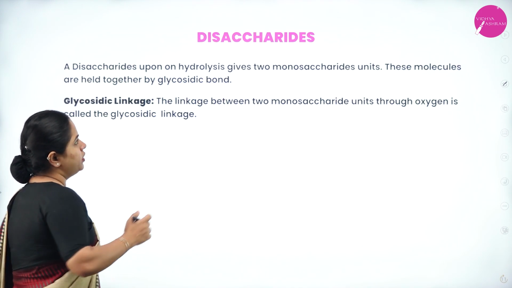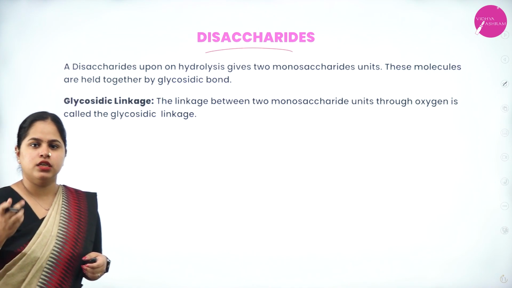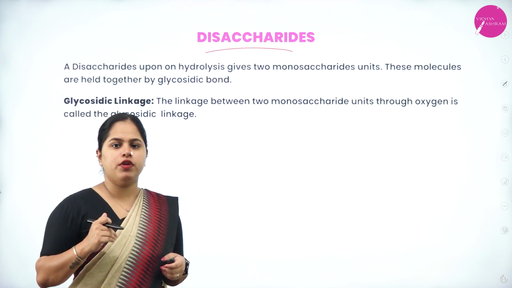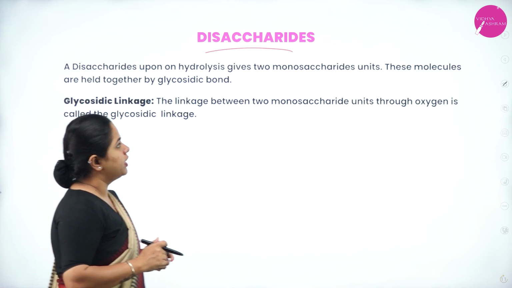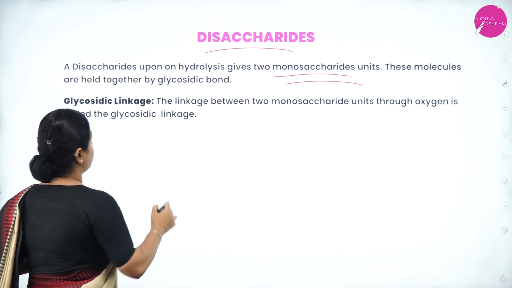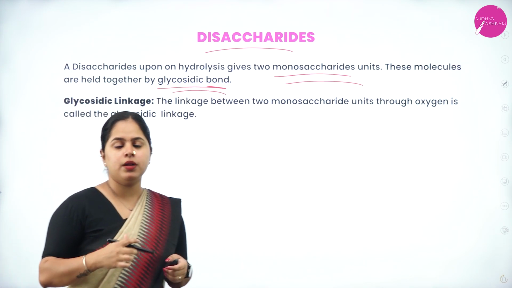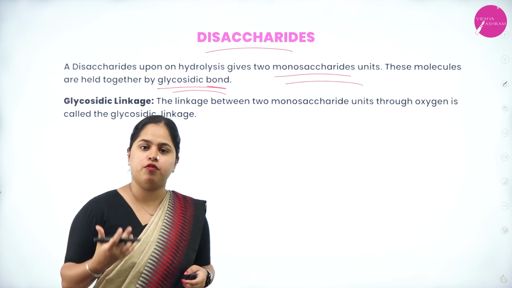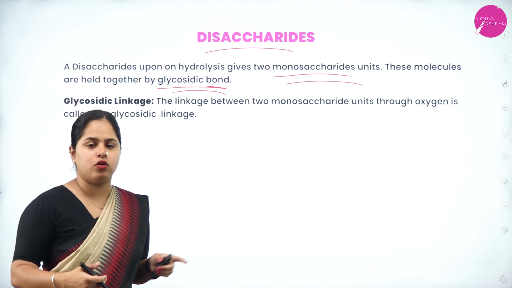Now moving on to disaccharides. So till now we have been discussing monosaccharides, that is glucose and fructose. Now we are moving on to disaccharides. A disaccharide upon hydrolysis gives 2 monosaccharide units, and these molecules are held together by glycosidic bond. So that is also important to remember. In disaccharides, what is the type of bond which is present? It is called as glycosidic bond.